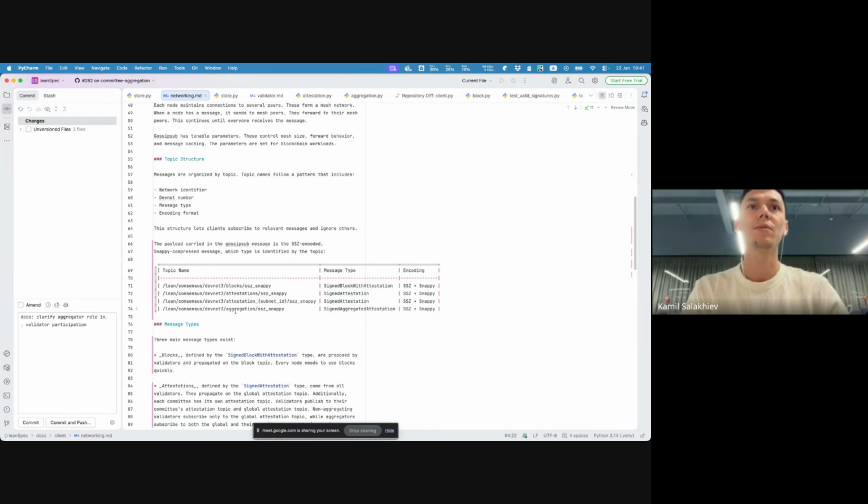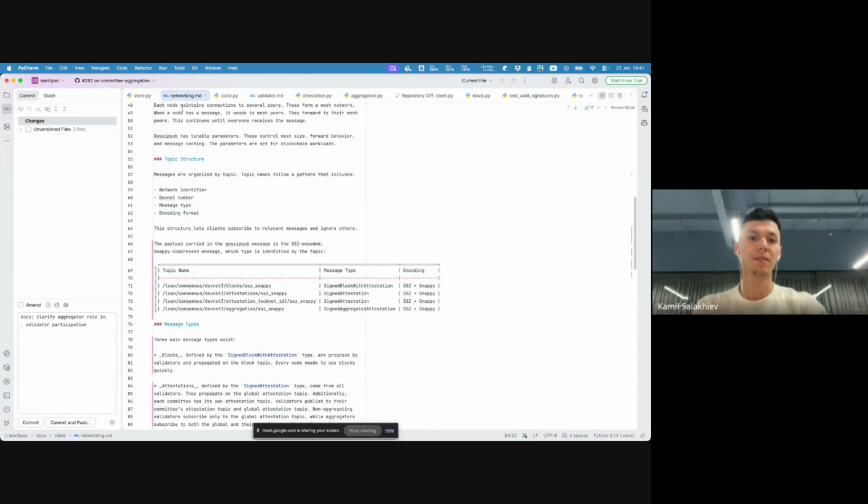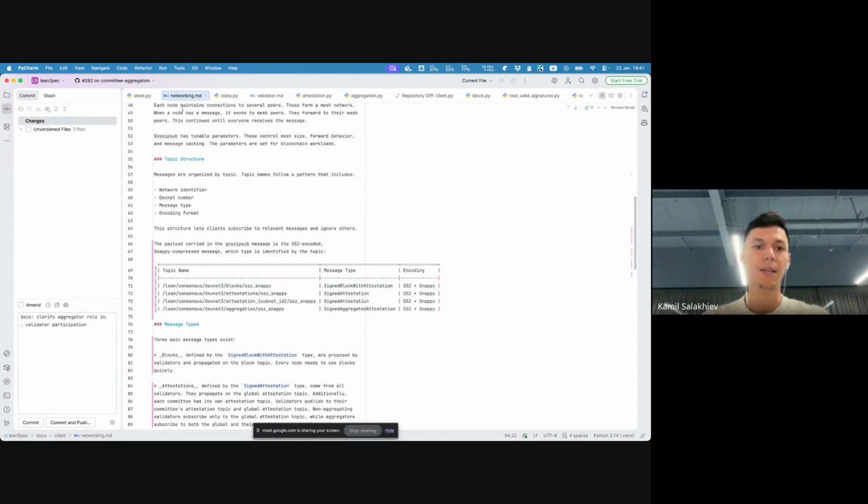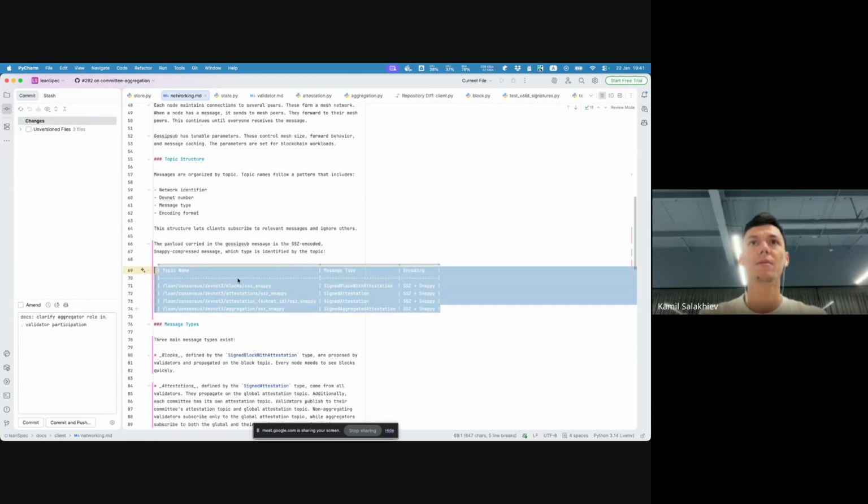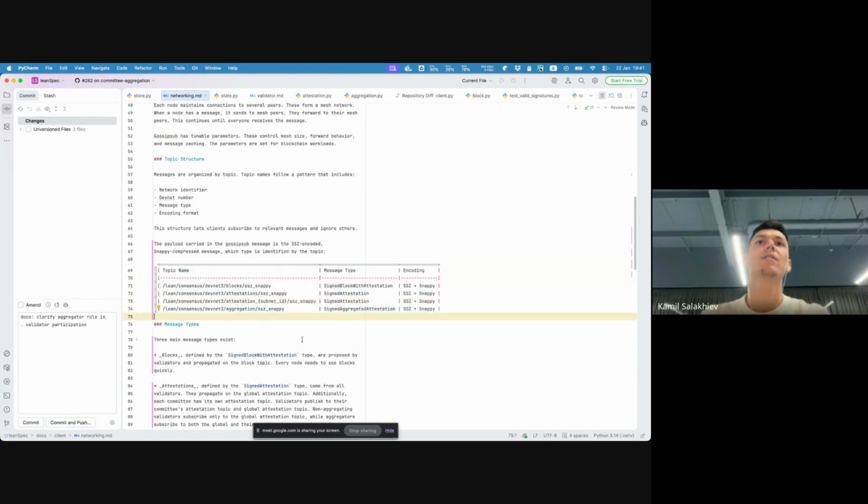Plus, I think we should start maintaining this networking MD more actively to make it closer to what we have in the beacon chain spec. For example, I added this table describing what topics we have for gossipsub and what kind of messages we have there. What we also need in future DevNets, maybe we can introduce this, is the predicate rules. I do not have it here, but that is something we should work on in future.